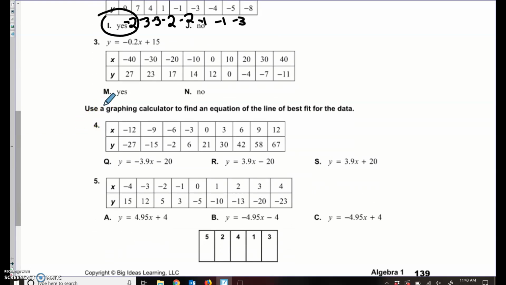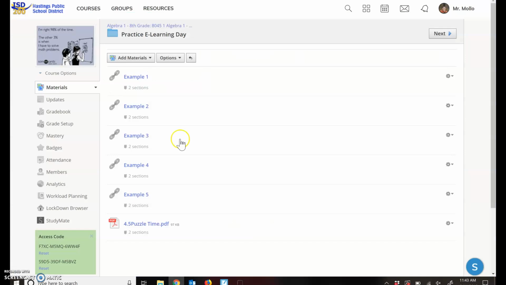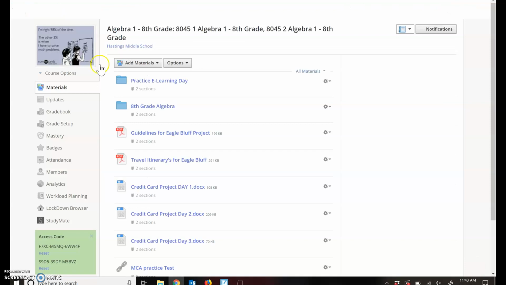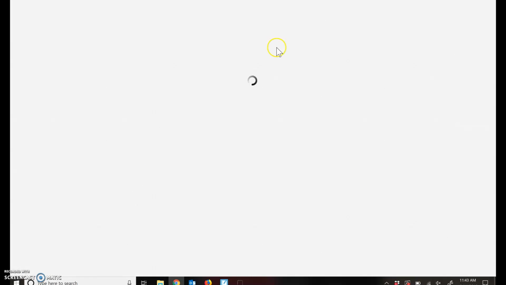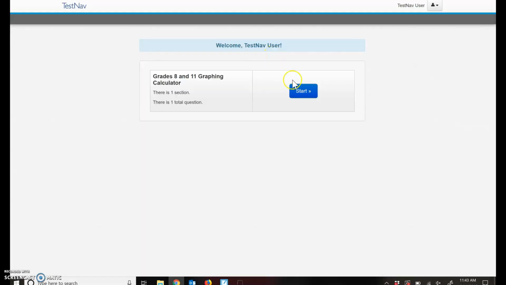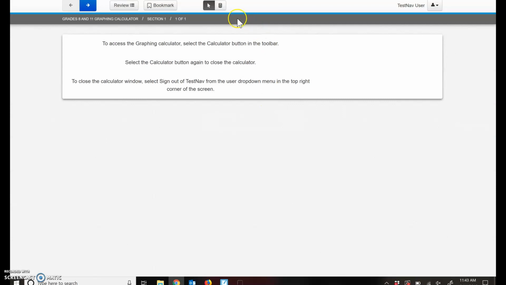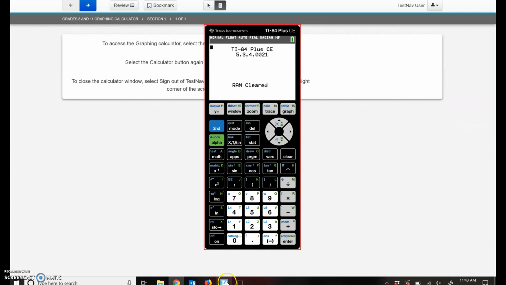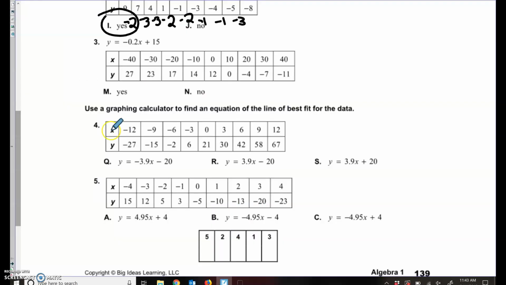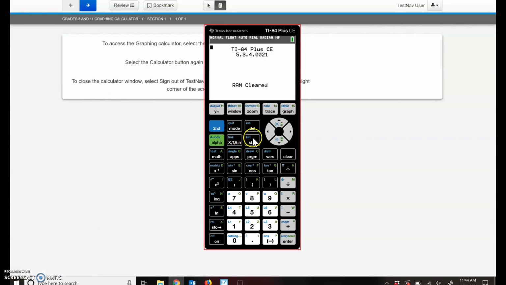For this one, we actually do need to use a graphing calculator to find the equation of the line of best fit for the data. Remember, there is a link to the calculator on Schoology. If we go back to the home page here, there's a link to the calculator right there. You can click and open that up, and then we can get to our calculator. I'm going to take those X's and Y's from number 4 and put them into the calculator. This is probably a good day to have a practice e-learning day, because then everyone will get an example of how to do this.